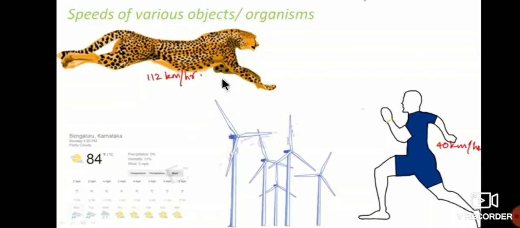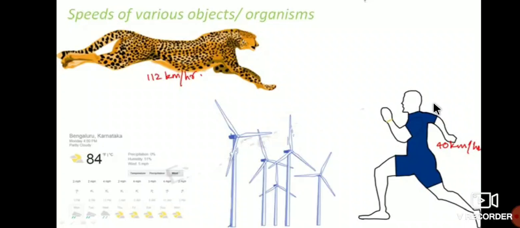And next, speed of various objects and organisms. See here, the speed of a running athlete compared to this cheetah has a lot of variation. And also rotating fans, like a ceiling fan or table fan in your home, and also windmills. In those two also there is a lot of difference. That means various objects have different speeds. You should know that all objects or organisms don't have the same speed.